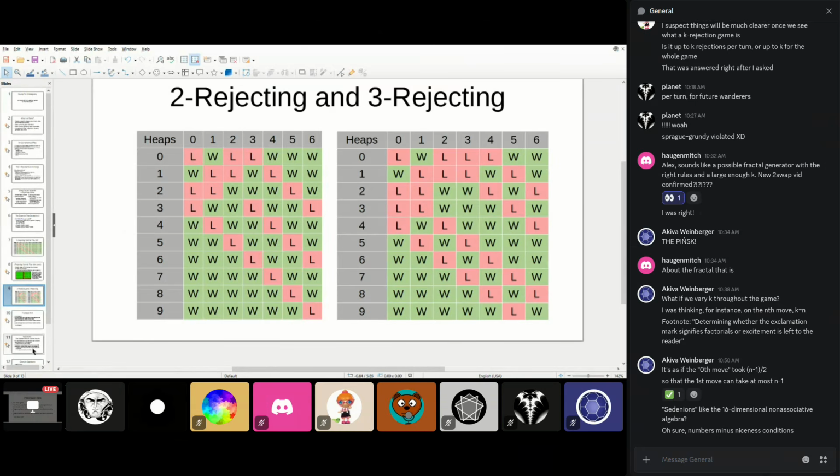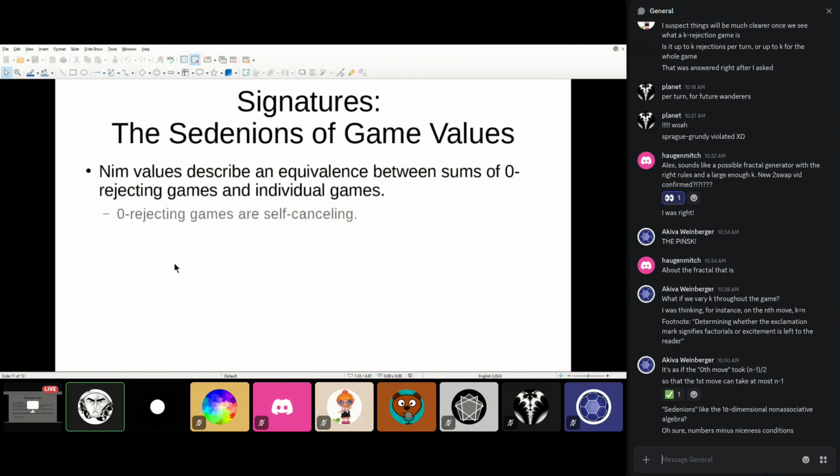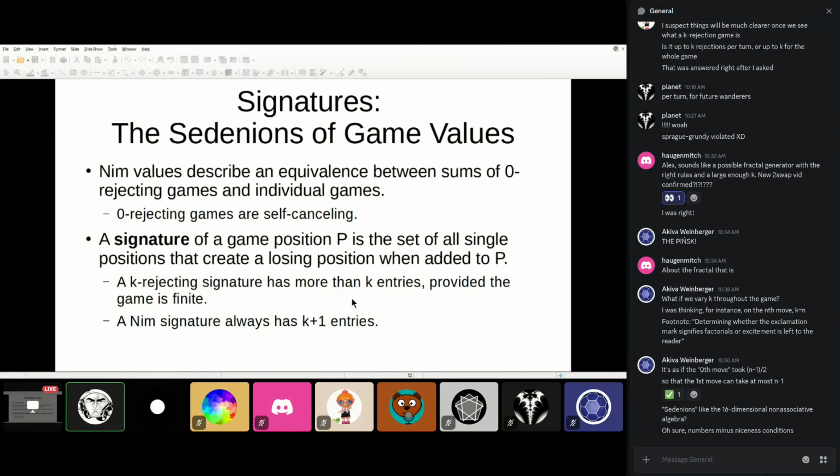So I can say with a fair amount of confidence that a signature is going to have more than k entries, and that a Nim signature, k rejecting Nim, is always going to have k plus 1.